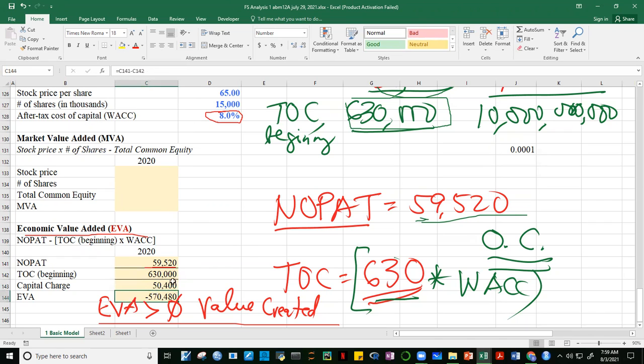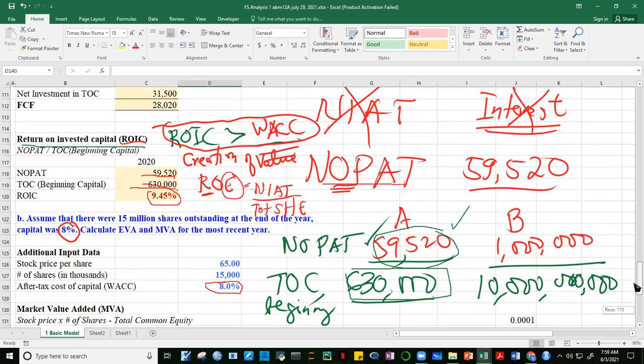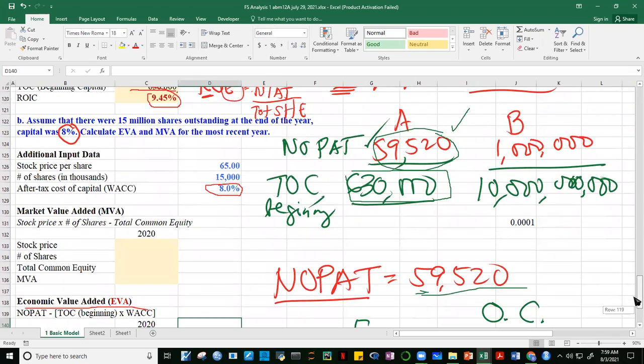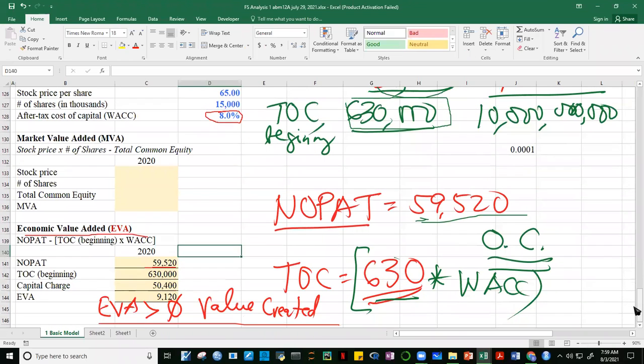Okay, therefore our EVA now will be equal to NOPAT minus the capital charge. Okay, 9120. And since EVA, economic value added, is greater than 0, it's positive, then value was created. As you notice, guys, ROIC and EVA will always be consistent. Kung okay yung ROIC kasi mas mataas sa WAC, then EVA will also be positive. If ROIC is less than the WAC, then that means that your EVA is negative.